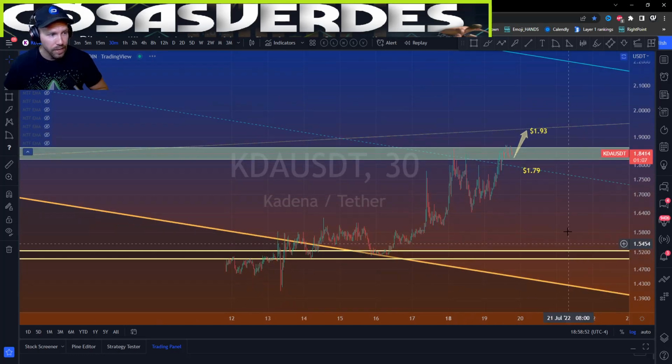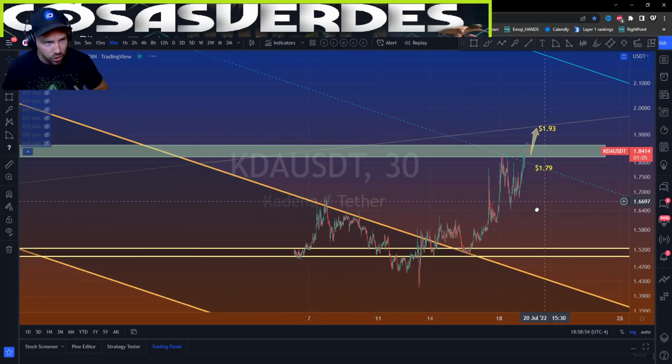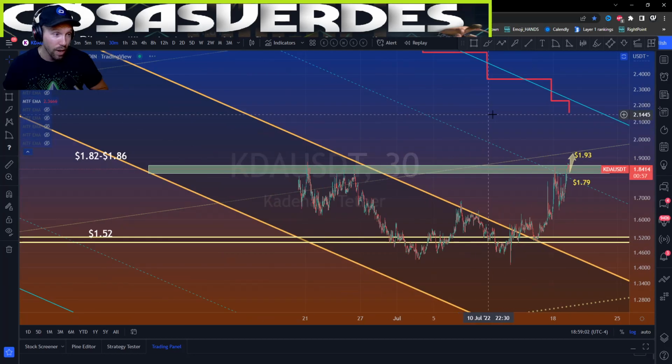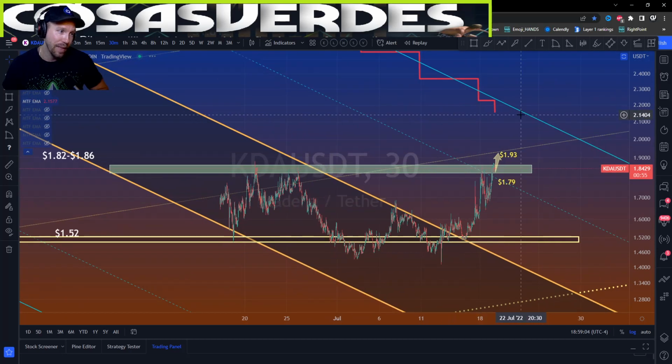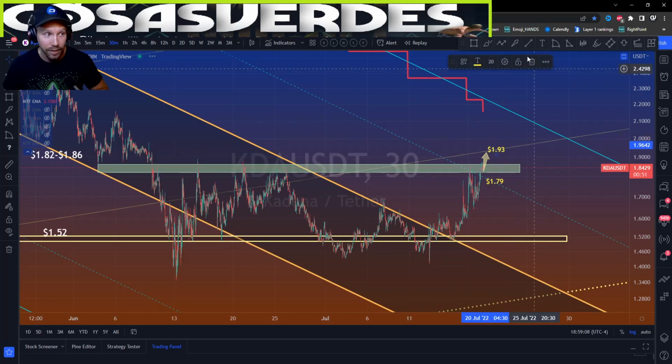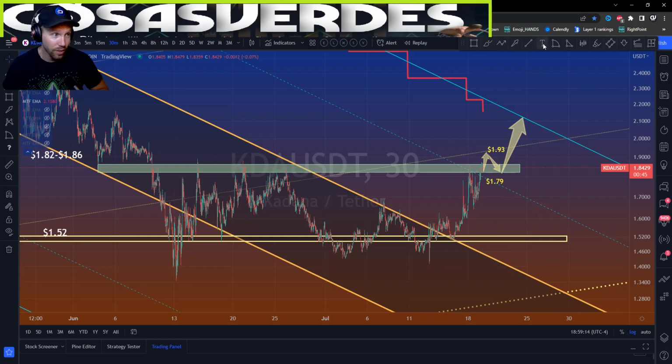Let's make sure I'm not missing anything. So this is a lot of structural analysis. Let me mix that with an EMA here. Let me go to the weekly 10. So the weekly 10 is way up here, and that's at the top of the channel. So if it hit $1.93 and pulled back, technically it could easily go like this and then finally hit the top of its channel. So it might not be done.